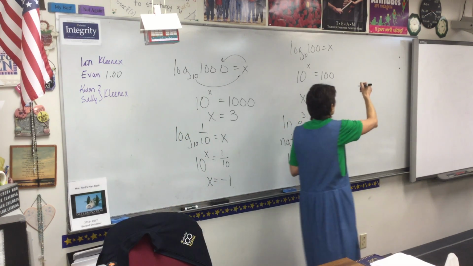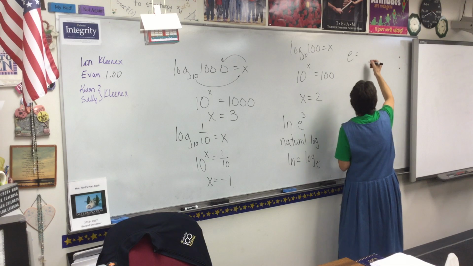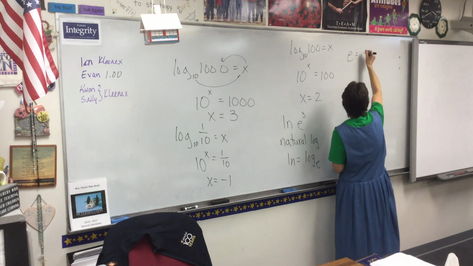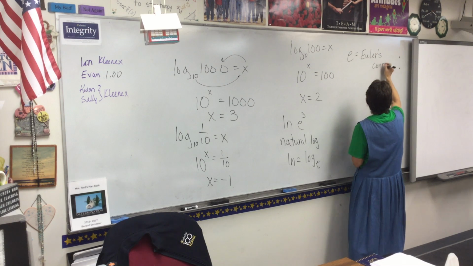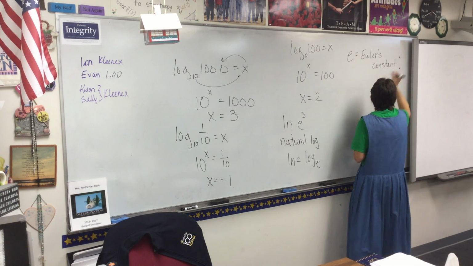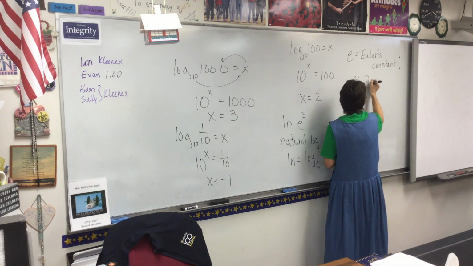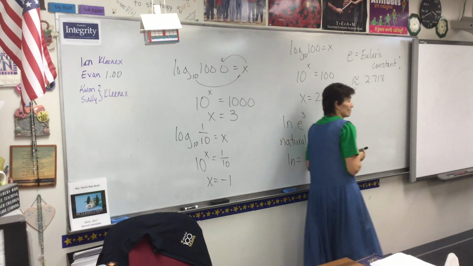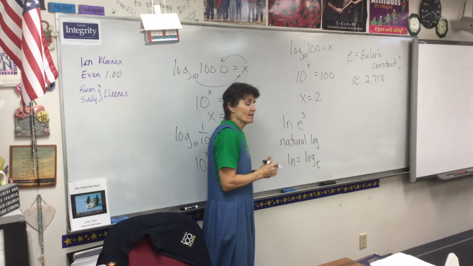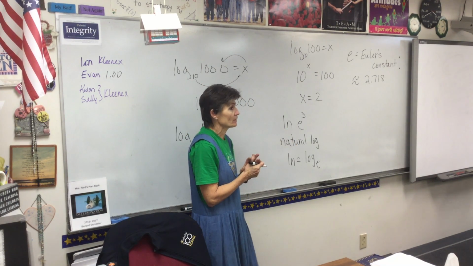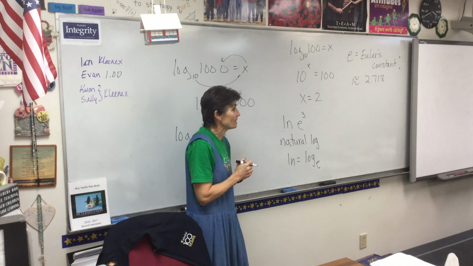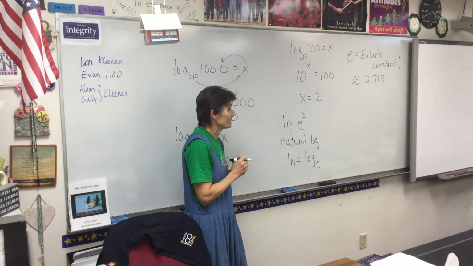E is another irrational number like pi. It's called Euler's constant, and it is approximately 2.718. E is a very famous number in math land. It has its own button on the calculator. It's a really, really important number. We're going to be doing some work with e.